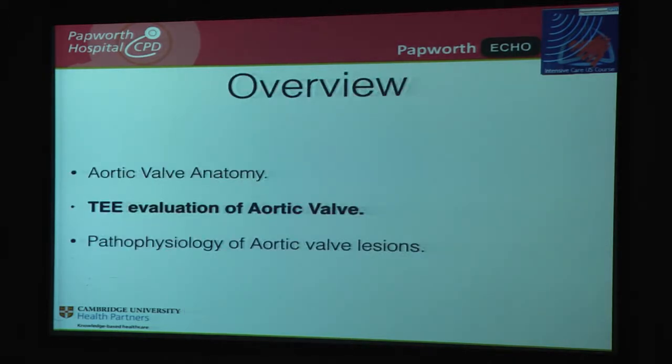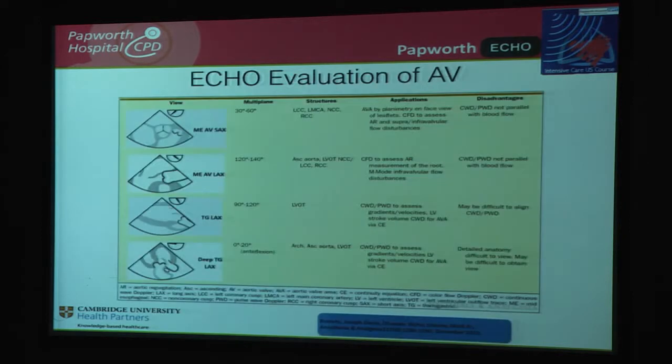Let's move on to TEE evaluation of the aortic valve. Okay. So this is a very interesting paper. It was a very good paper. I recommend you read it, which details echo evaluation of the aortic valve. And what they describe is primarily the 4 views shown: mid-esophageal short axis view, mid-esophageal AV long axis view, transgastric long axis, and deep transgastric long axis view.